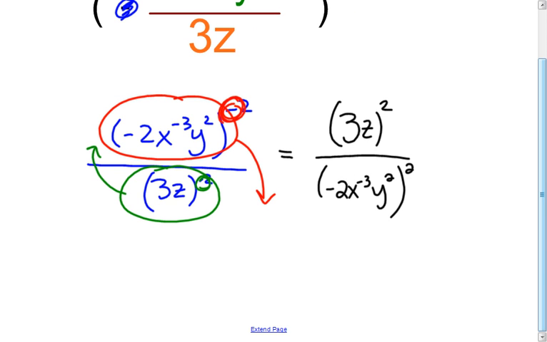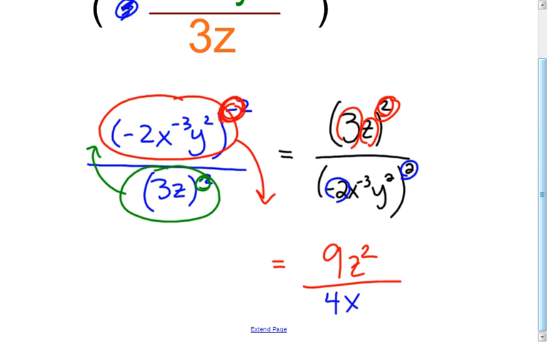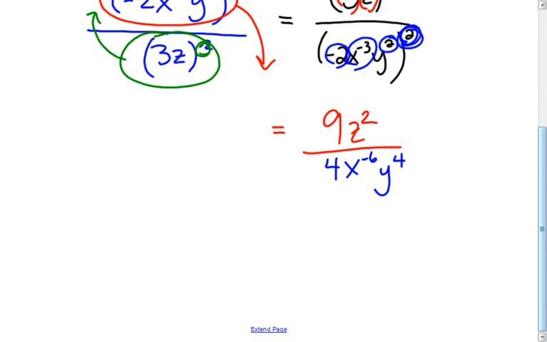So now in the numerator, 3z squared: 3 squared is 9, and z squared is z squared. In the bottom, negative 2 squared is negative 2 times negative 2, which is 4. X to the negative 3 times 2 is x to the negative 6th, and y to the 2 times 2 becomes y to the 4th. Now, you do have a negative exponent right here, and that does need to go upstairs so that it can become positive.